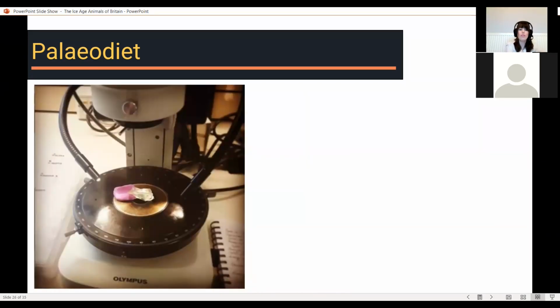Palaeodiet can also be understood by looking at dental microwear. So that's the microscopic features on the surface of the tooth, which are incorporated on the surface of the tooth during eating. So one method of looking at dental microwear is through taking a mold of teeth using dental putty and dental silicone. And then this mold is filled with resin. And it's actually this resin replica that is analysed under a microscope using sort of oblique lighting.